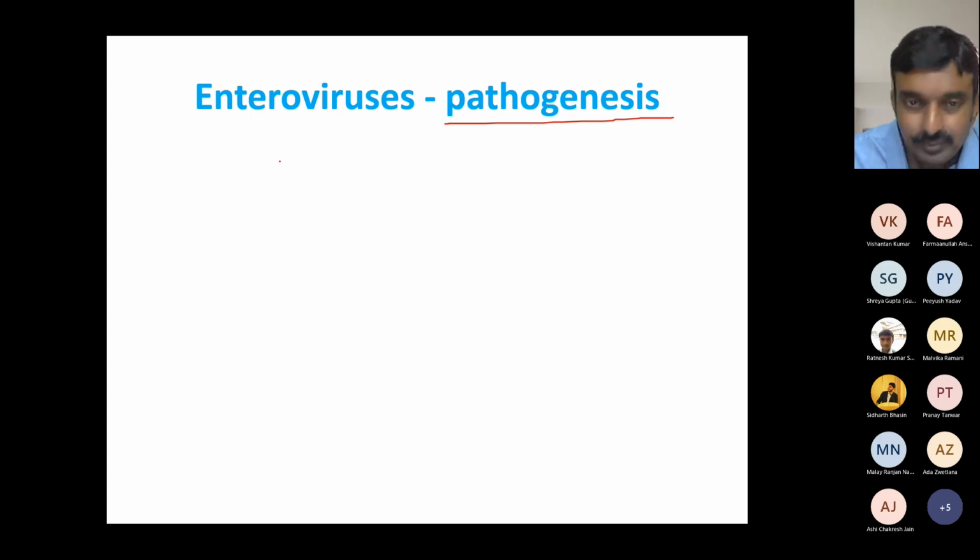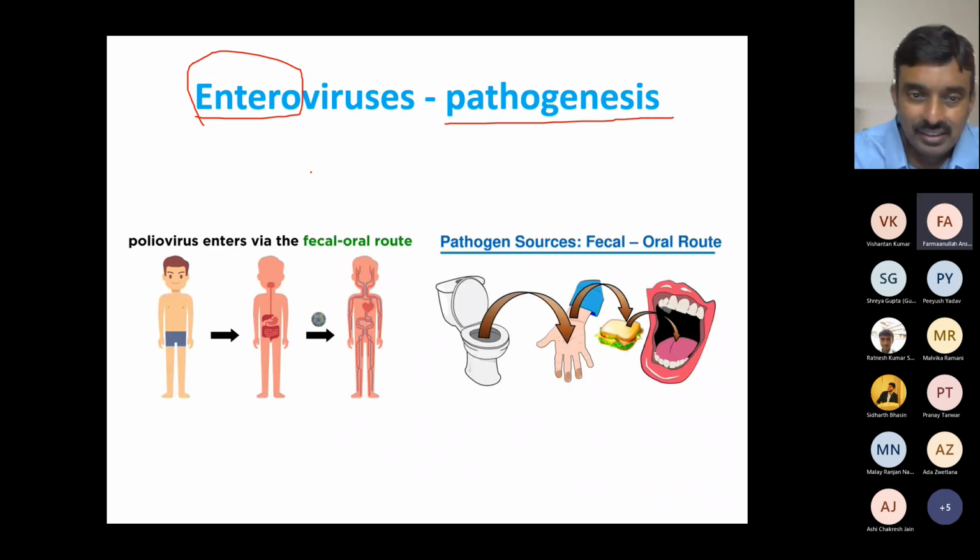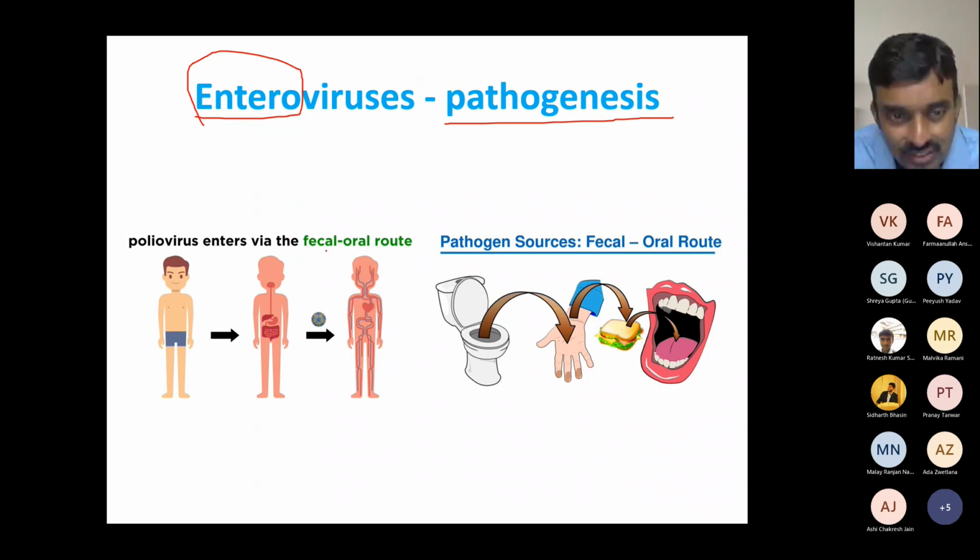Now, anybody wants to make a guess about how polioviruses are transmitted? Guys, based on whatever I told you, these are enteroviruses, they replicate in the gut. So how do you think they would be transmitted? So food and water. Okay, that's more or less correct answer.